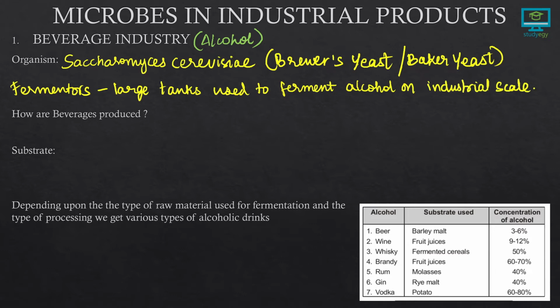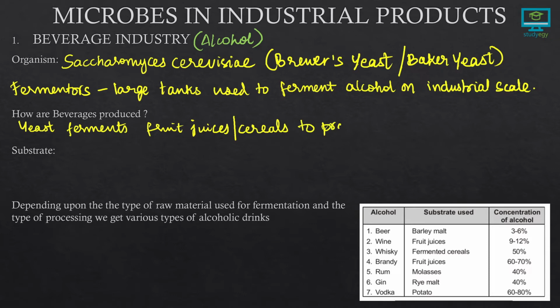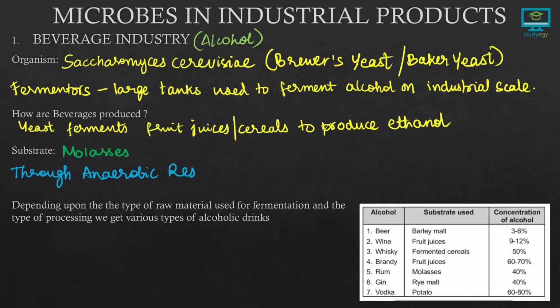So how are the alcoholic beverages produced? The yeast ferments fruit juices and cereals to produce ethanol. The substrate which is used in the alcohol industry is called molasses. So what actually happens? The yeast feeds upon the cereals or the fruit juices, and through anaerobic respiration it forms alcohol.